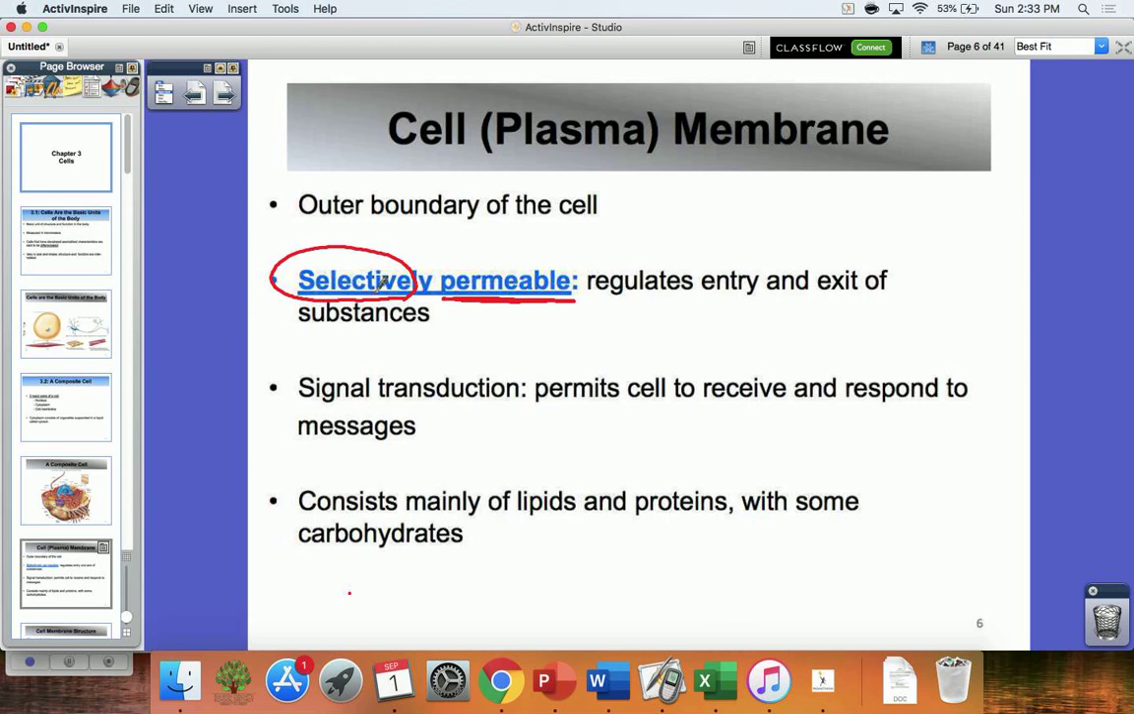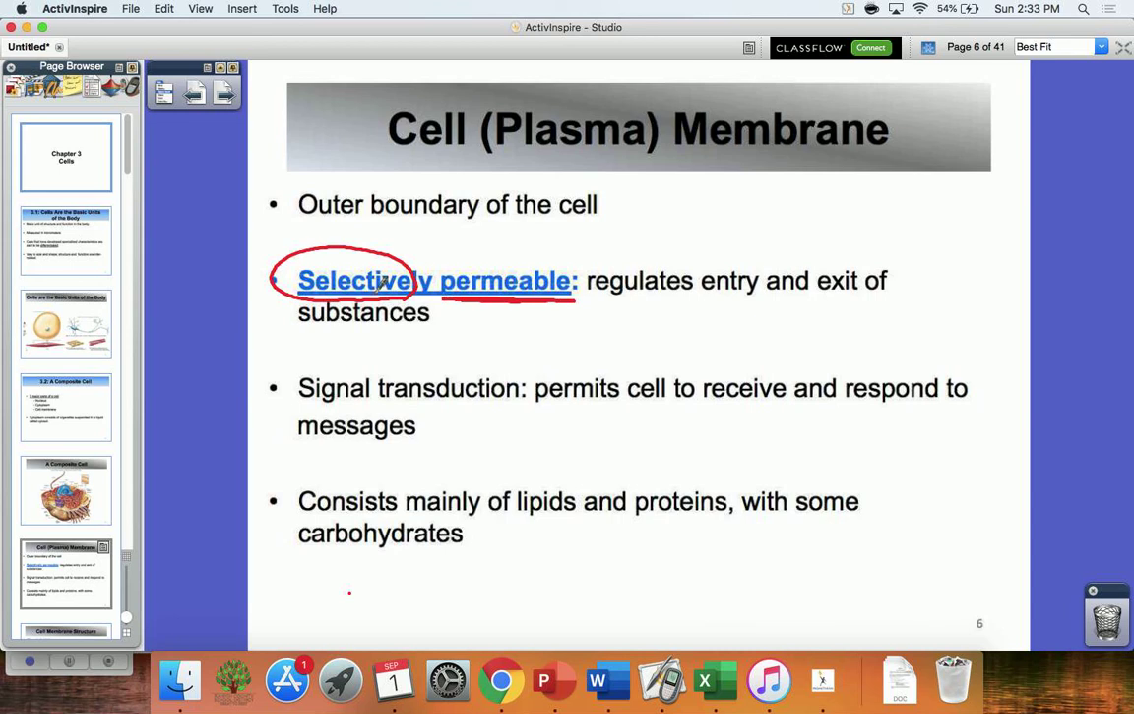And we also have what we call signal transduction. That just means that signals or things on the outside can cause signals to be sent that may allow certain protein channels to open up for some type of facilitated diffusion to happen, so the cell can respond to messages that may come to it.